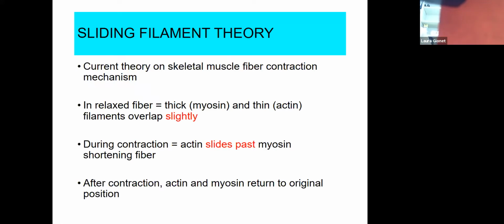Okay. So we're going to continue the sliding filament theory, and I referred to it before. This is the current theory on skeletal muscle fiber contraction. In a relaxed fiber, the thick myosin and thin actin filaments overlap slightly. Really, in that it shows where they don't overlap at all. But during contraction, actin slides past myosin, or on myosin, I should say, and it draws the ends together. And thus, after contraction, actin and myosin return to their original position.